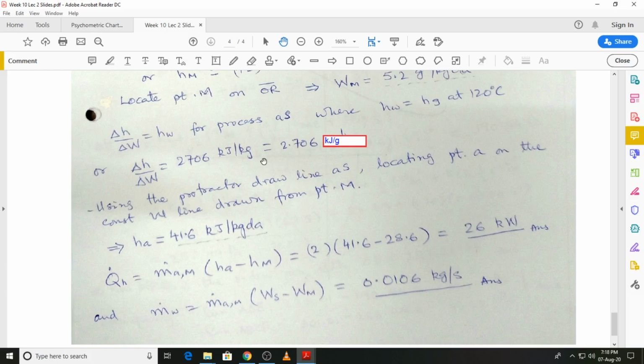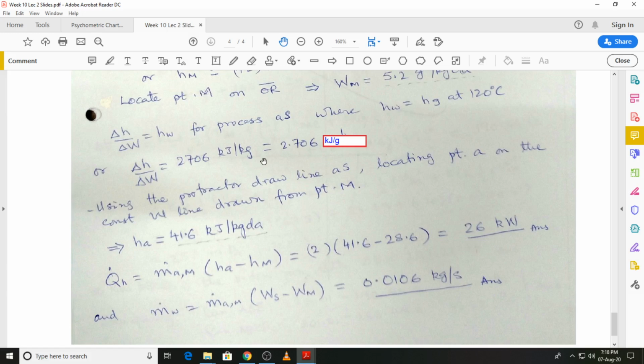So you go back to the protractor, and this time use the outer scale with a corresponding value of 2.7. Draw the line over there. Then you will have to draw a line parallel to that line from state point S, and this will intersect the constant humidity ratio line drawn from state M, and that intersection of these two lines will give us state A, because remember, from M to A we have sensible heating.